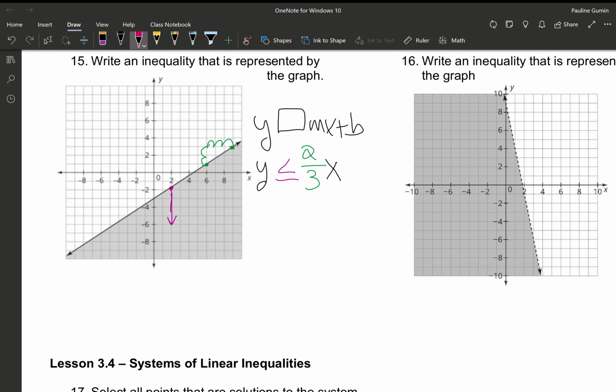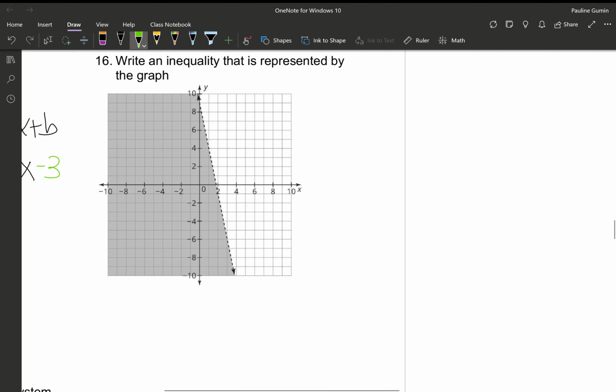And lastly, let us identify our y-intercept. Our y-intercept happens right here at -3. That's it. Let's try it again.